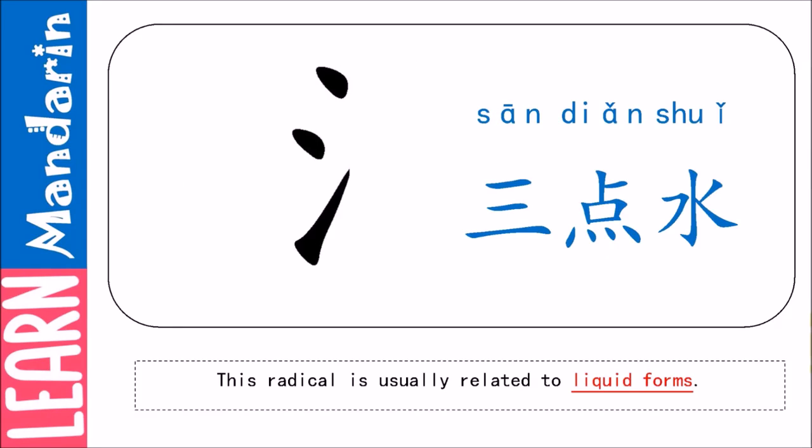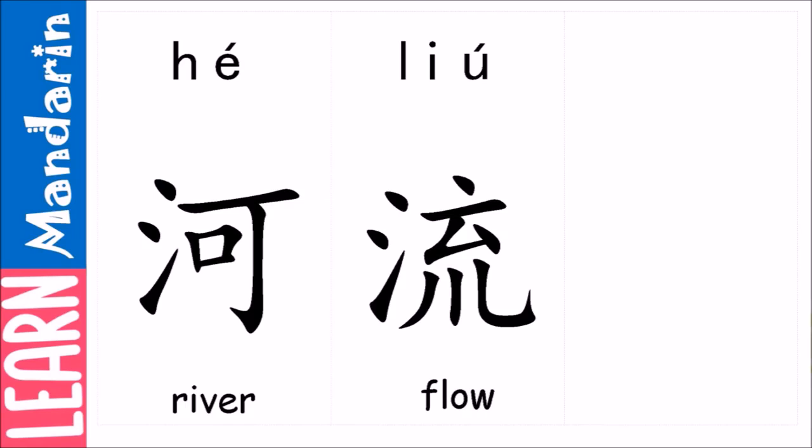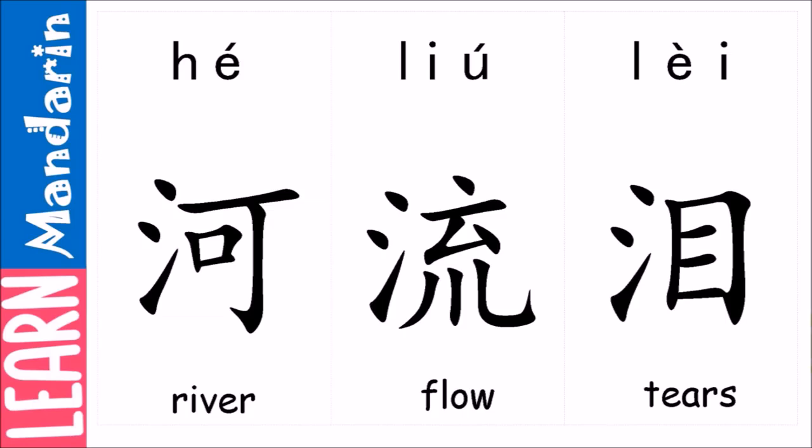三点水. The Chinese radical 三点水 is usually related to liquid forms. Examples of words that have 三点水 are 河, which means river, 流, which means flow, and 泪, which means tears.